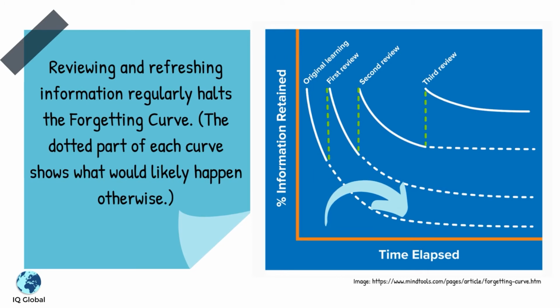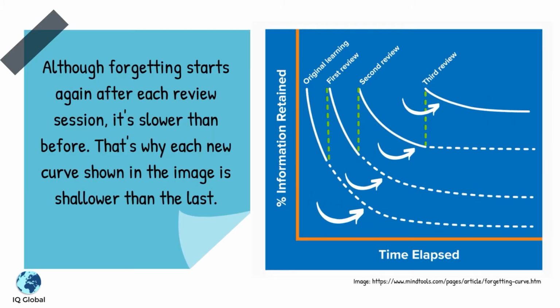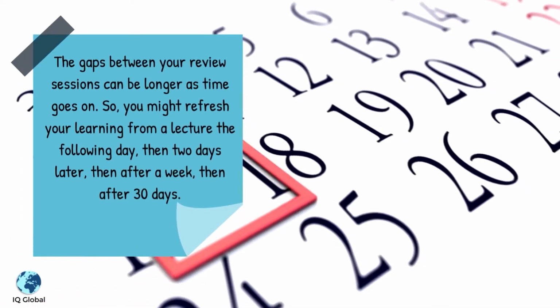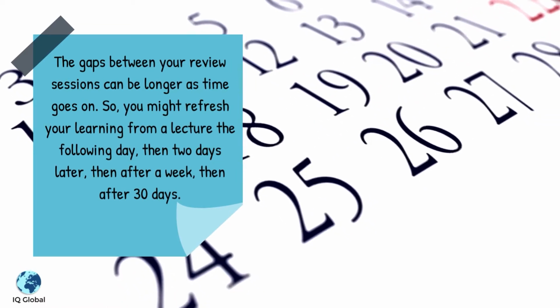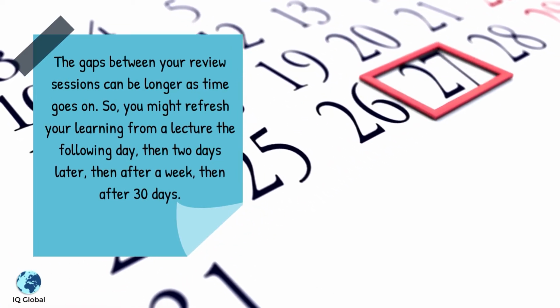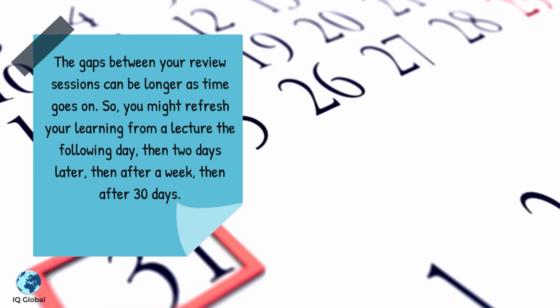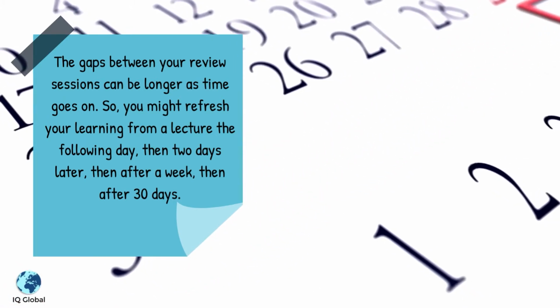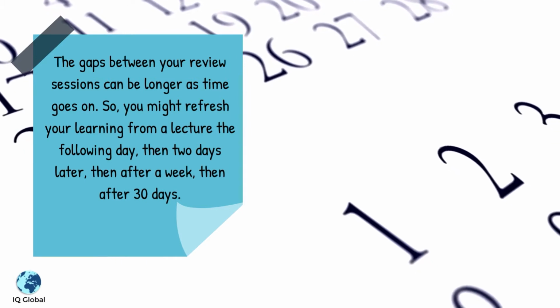Reviewing and refreshing information regularly holds the forgetting curve. The dotted part of each curve shows what would likely happen otherwise. Although forgetting starts again after each review session, it's slower than before. That's why each new curve shown in the image is shallower than the last. The gaps between your review sessions can be longer as time goes on. So you might refresh your learning from a lecture the following day, then 2 days later, then after a week, then after 30 days.